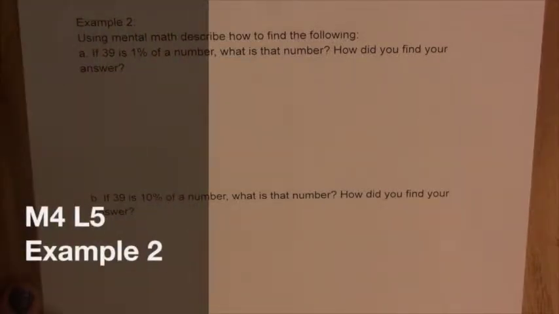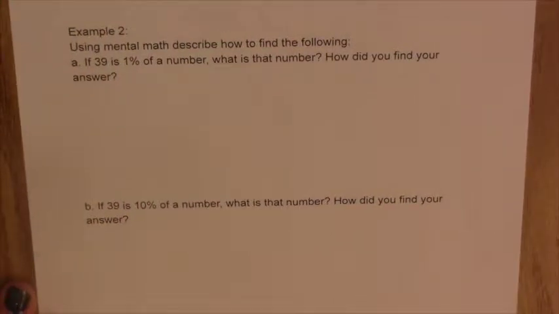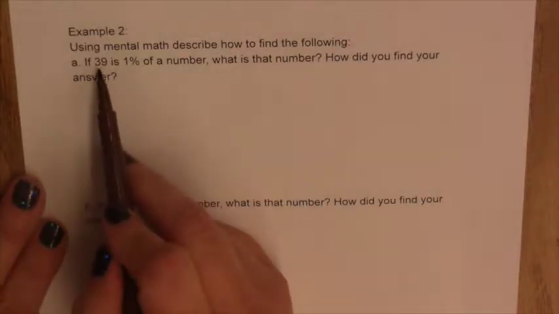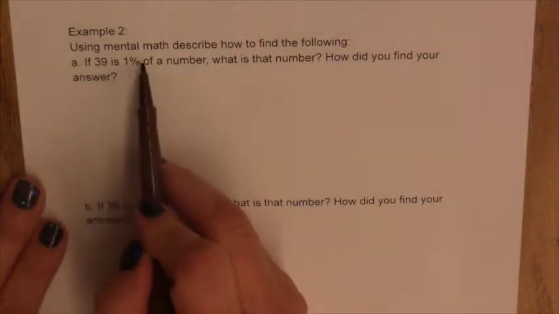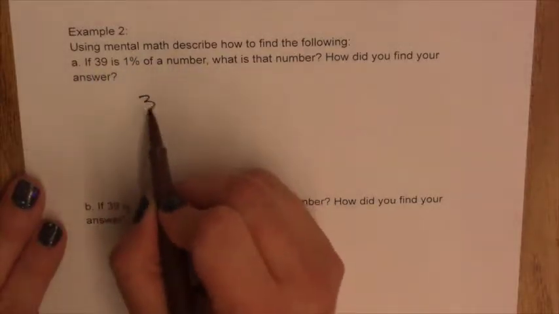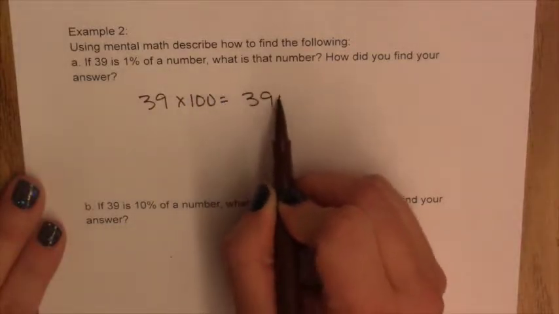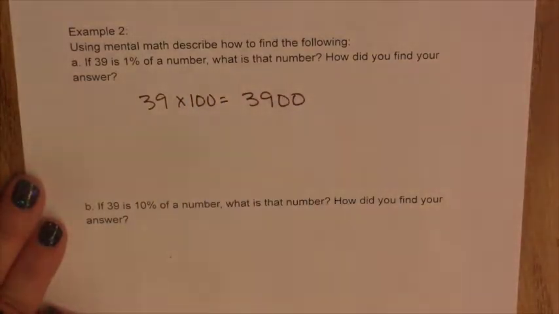Example 2, using mental math, describe how to find the following. So our first one, if 39 is 1% of a number, what is that number and how did you find your answer? So if 39 is 1%, I know to get to a whole or 100% I would multiply by 100, so I can take 39 times 100 and get 3,900, and that would be our answer for that one.